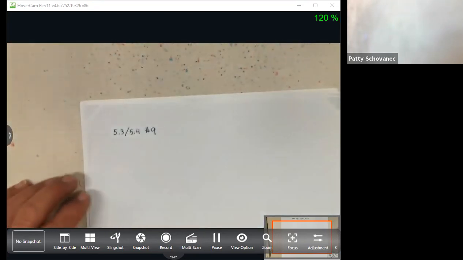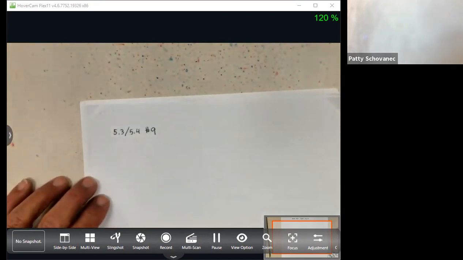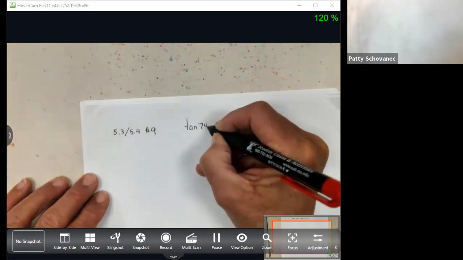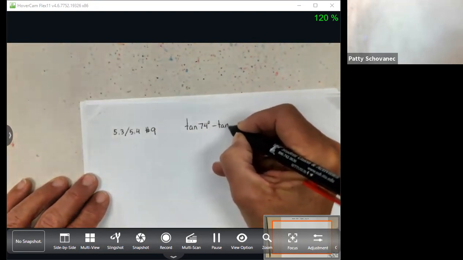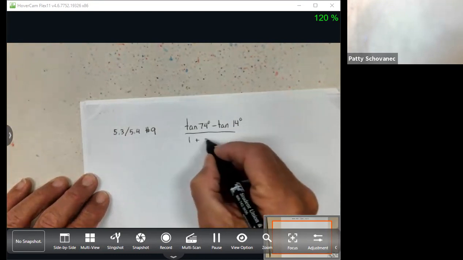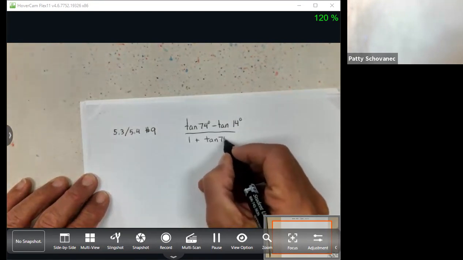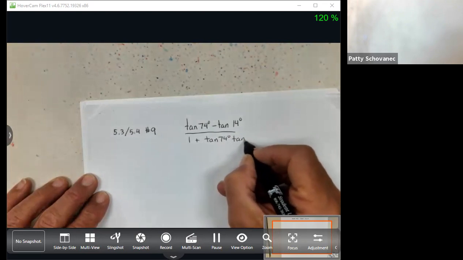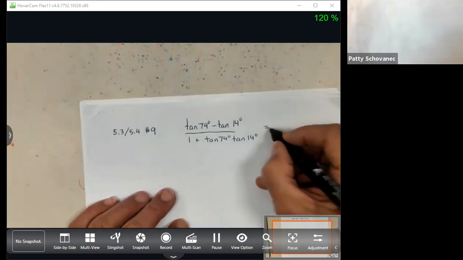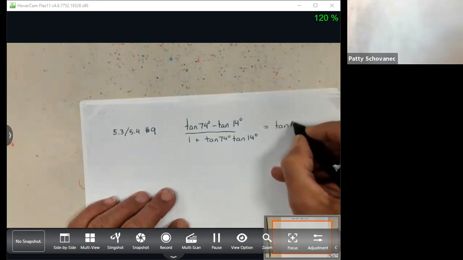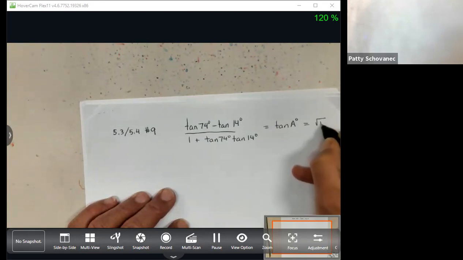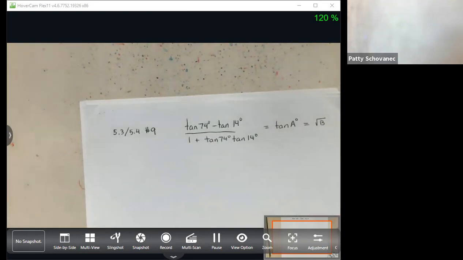I've got the tangent of 74 degrees minus the tangent of 14 degrees divided by 1 plus the product of tangent of 74 degrees times the tangent of 14 degrees. And it says write this as the tangent of a degrees. And then once we do that, figure out what value that is.